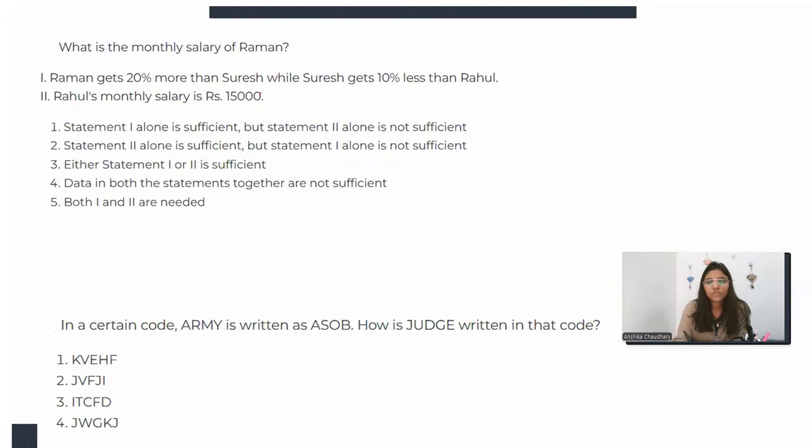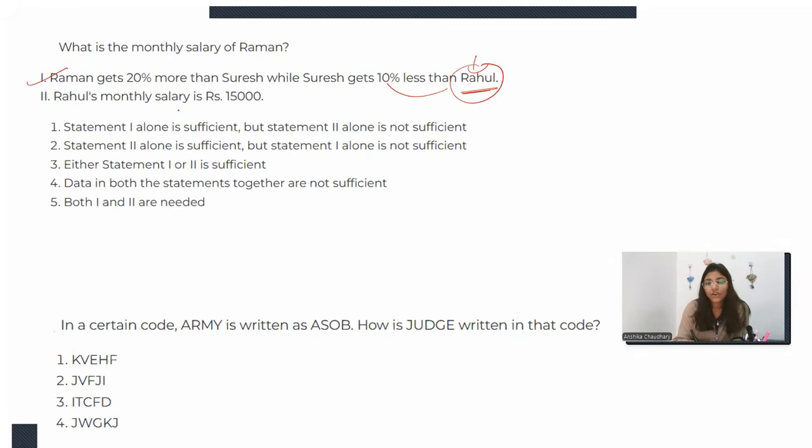Raman gets 20% more than Suresh, while Suresh gets 10% less than Rahul. Okay, so if we check for this only, that Raman gets 20% more than Suresh, while Suresh gets 10% less than Rahul. See, if anyhow we have the amount of how much Rahul earns, the salary of Rahul, then we can figure out the actual salary of Raman, right? Because we will find out the 10%, then the 20%, etc. But here we don't know the exact amount that Rahul earns, right?